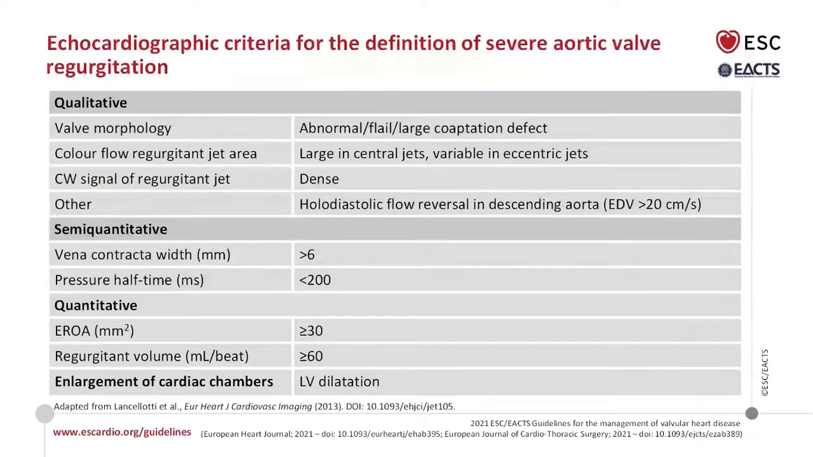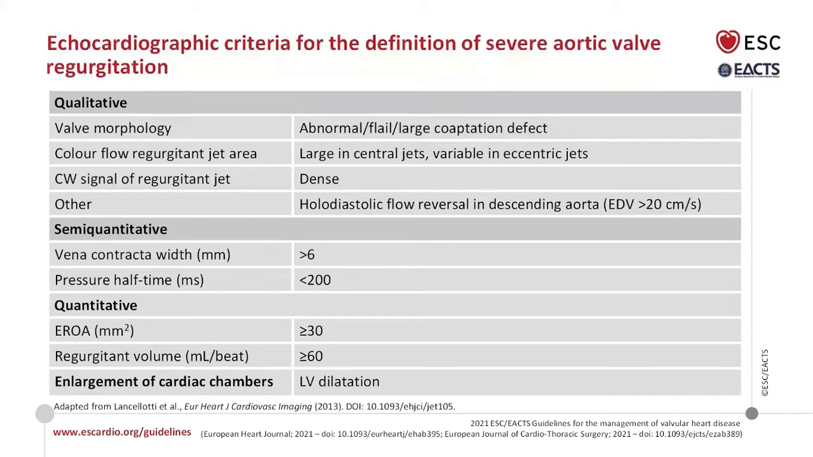Now I'll go to the recommendations. First I will talk about aortic regurgitation. In this guideline, they only focus on the management part, and they do not say anything about when we call it mild, moderate, or severe aortic regurgitation. Thus, they give recommendations regarding the treatment options for aortic regurgitation. Regarding the echocardiographic criteria for defining severe aortic valve regurgitation, they advise some qualitative, semi-quantitative, and quantitative parameters to assess the valvular severity.